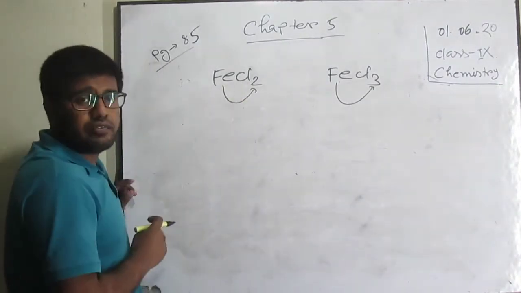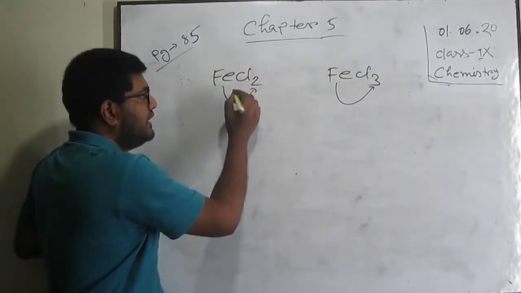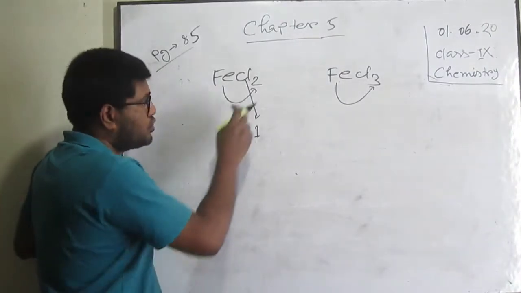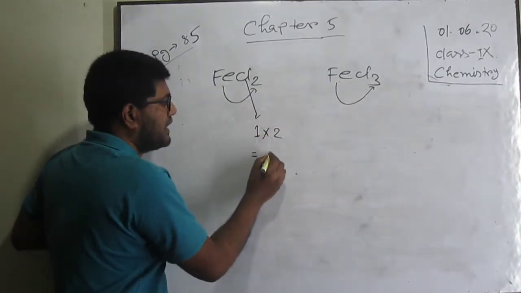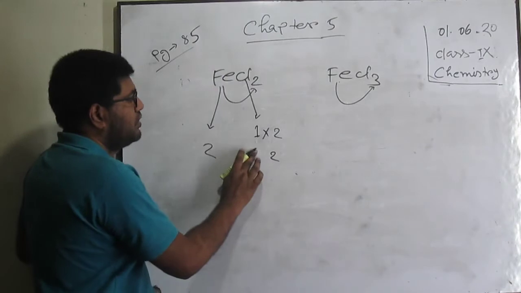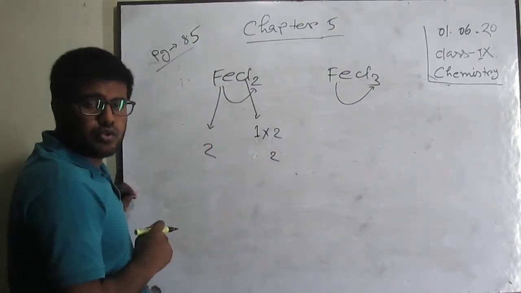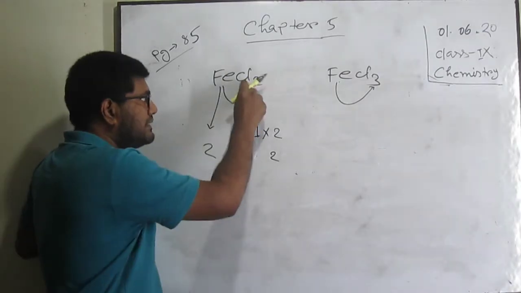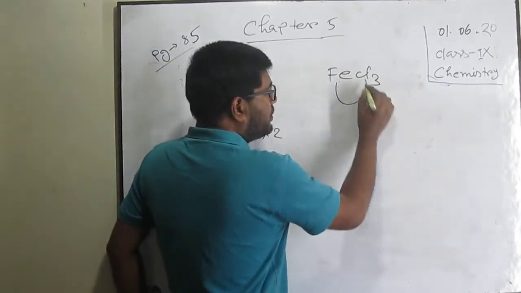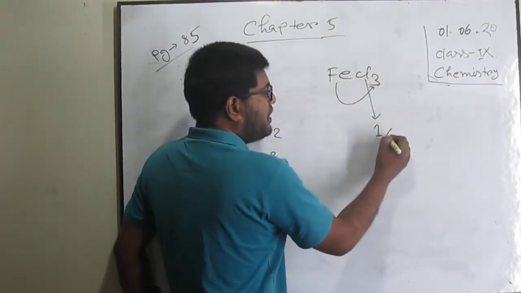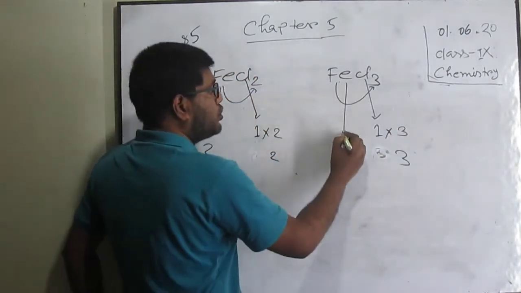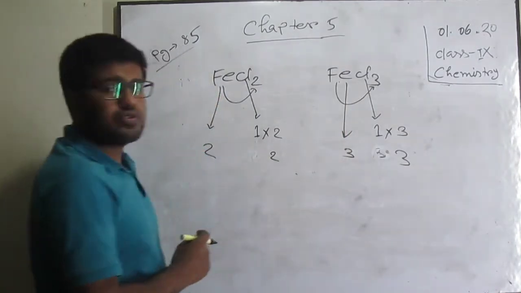We know the valency of chlorine is 1. So one chlorine atom can accept 1 electron, and 2 atoms of chlorine can accept 2 electrons. So for this compound iron has to donate 2 electrons, because combinedly these 2 chlorine atoms can accept 2 electrons. Here one atom of chlorine accepts 1 electron, so 3 atoms of chlorine will accept 3 electrons. So one atom of iron has to donate these 3 electrons.